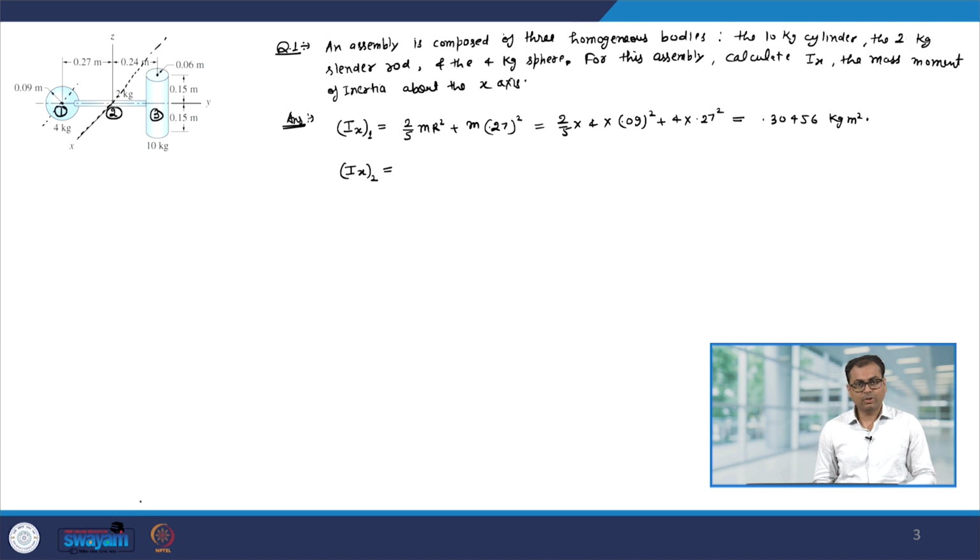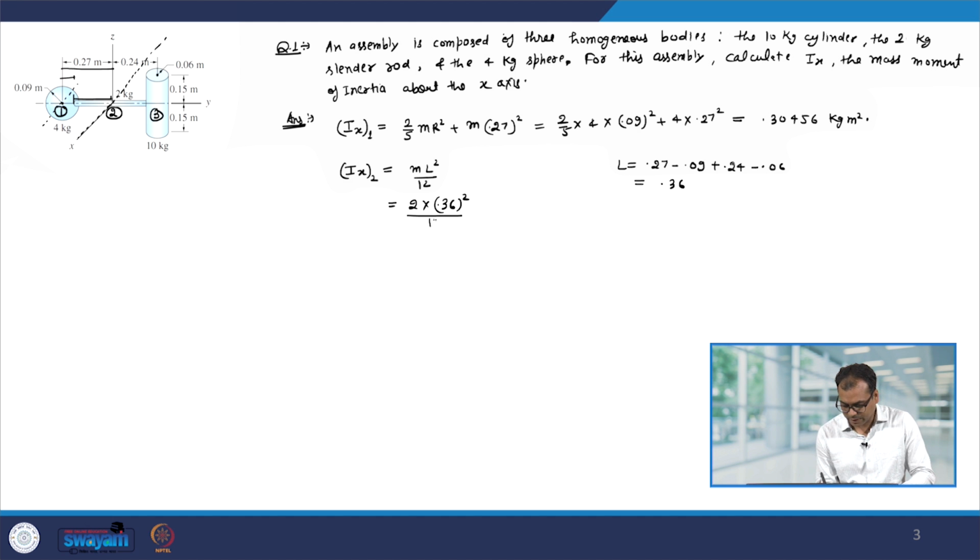Now, let us look at the moment of inertia of the second object, which is the rod, about the x axis. We know that the moment of inertia of a rod about this x axis is m L square divided by 12. Now, let us see what L is. L is 0.27 minus the radius 0.09, plus 0.24 minus 0.06. And this is equal to 0.36. This is our L. So, let us put the value. M is 2 kg, so it is 2 multiplied by L, which is 0.36 whole square, divided by 12. So, this is 0.0216 kg m square.